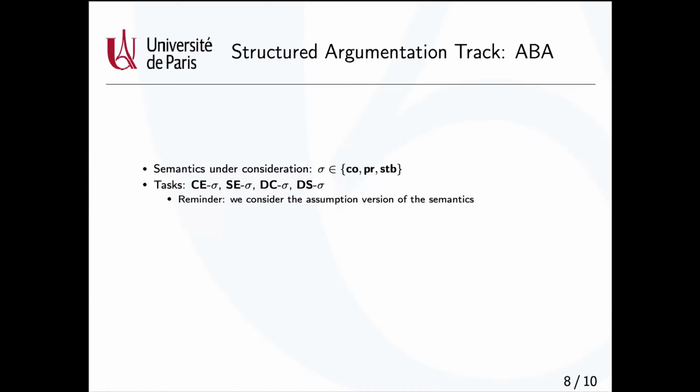And for structured argumentation, I think that there's not much to say. Again, for this first introduction of structured argumentation in ICCMA, we focus on the most classical semantics: complete, preferred, and stable. And again, we take into account the 4 reasoning problems. I recall that we consider the assumption version of the semantics. So for instance, for credulous acceptance, we don't look at the acceptance of arguments, but at the acceptance of assumptions in some assumption-based extension.